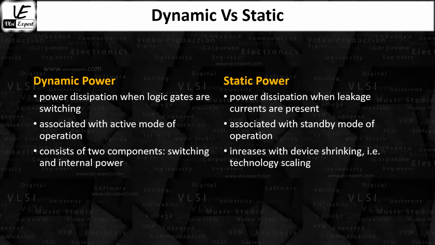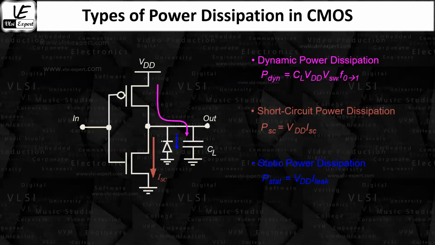In dynamic power, we have two components: the switching power and the short circuit power, or internal power. In static power, we have only the leakage current, which arises because of device shrinking. The static power is because of the leakage current.